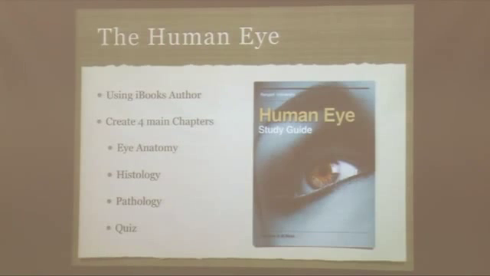So the task for this morning, you'll be creating a book called The Human Eye. It will contain 4 main chapters: a chapter on eye anatomy, histology, pathology, and then a quiz section at the end. And I'll be going through some of the most important points in creating this book.